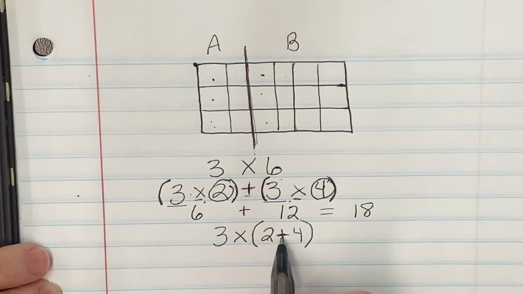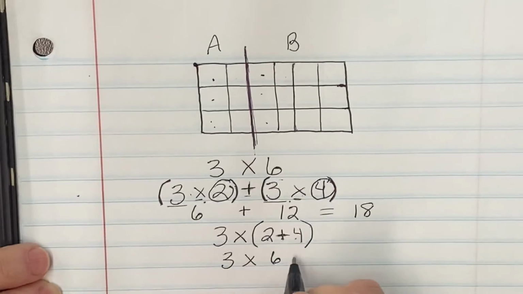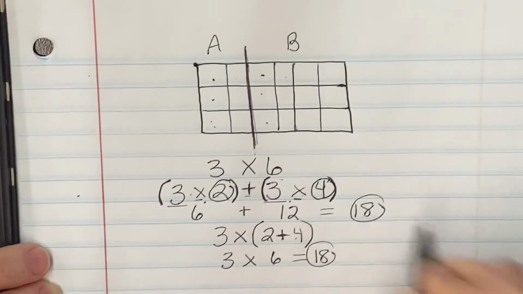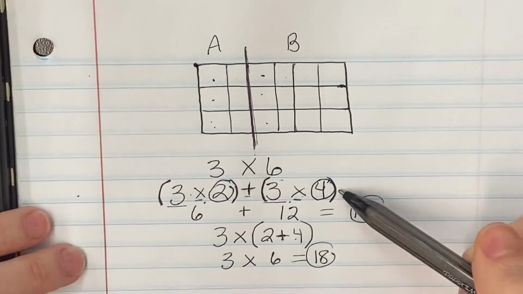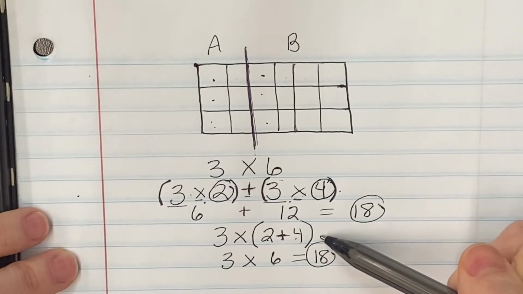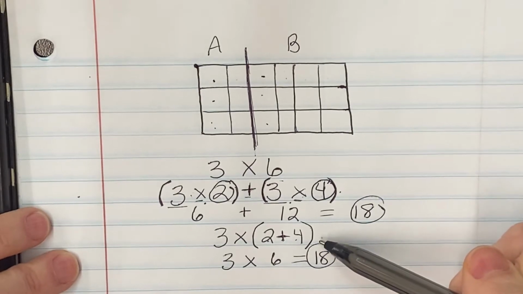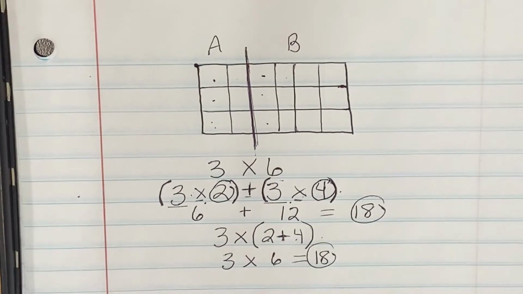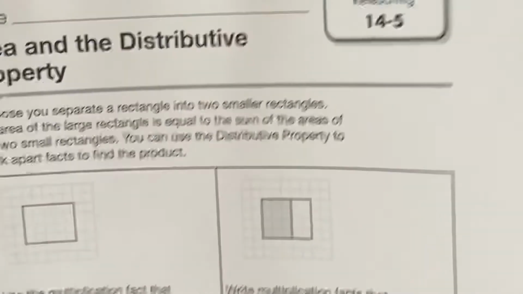If we take 2 plus 4, we're going to get 6. Bring down your 3 and your multiplication sign. 3 times 6 is 18, the same answer that we got here. So this is a longer version, this is a simplified version. And you'll see this on the worksheet. Okay, let's try some examples on the worksheet.